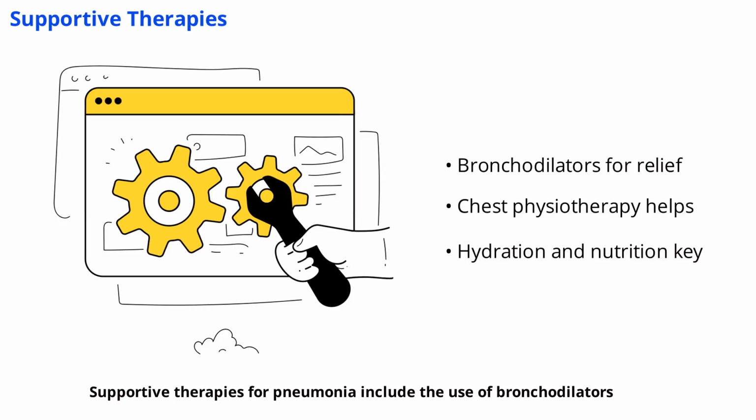Supportive therapies for pneumonia include the use of bronchodilators, such as albuterol, when bronchospasm is present, and chest physiotherapy with postural drainage if secretions are retained. Adequate hydration, optimal nutritional support, and fever control are also important. These measures help improve patient comfort and recovery.